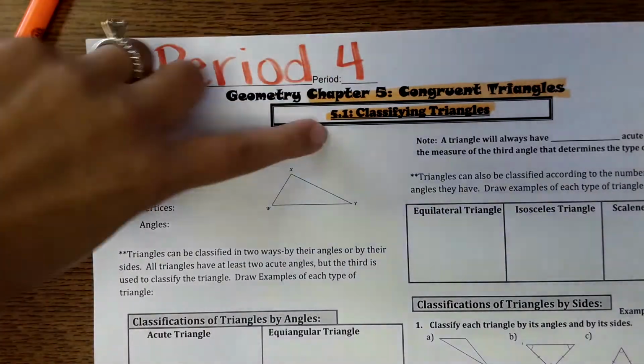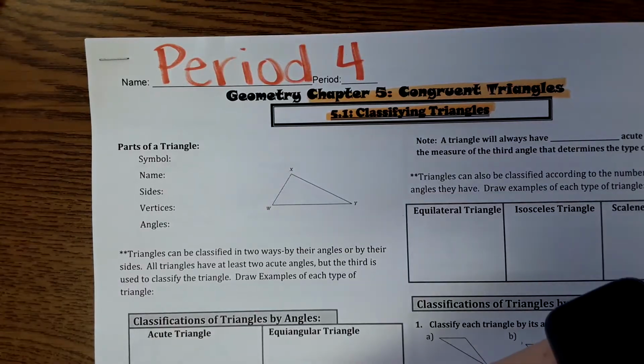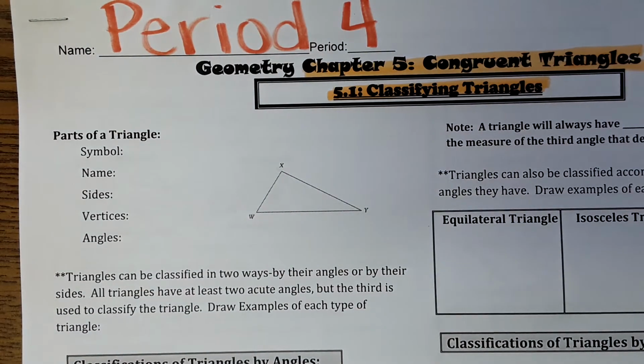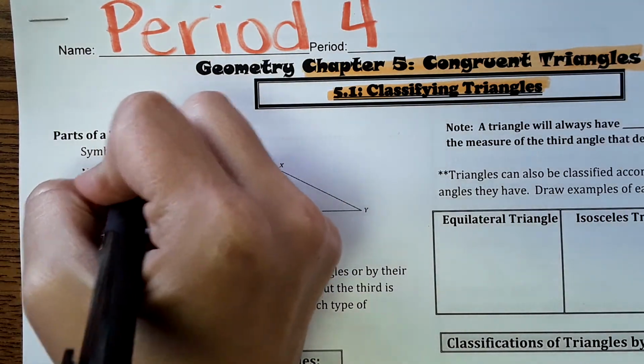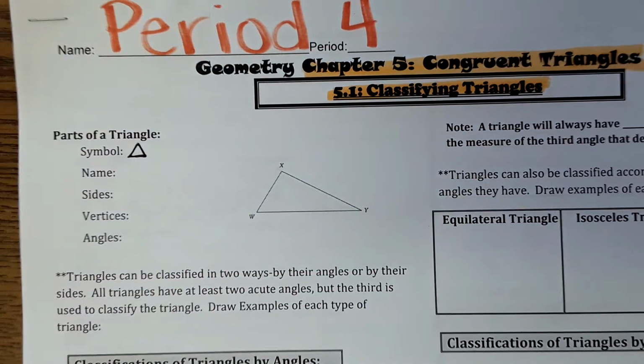Okay, so 5.1, classifying triangles. We're going to start off with just parts of a triangle. So it says, what is the symbol for a triangle? We just have this little symbol here. So if you see a triangle symbol, that means triangle.